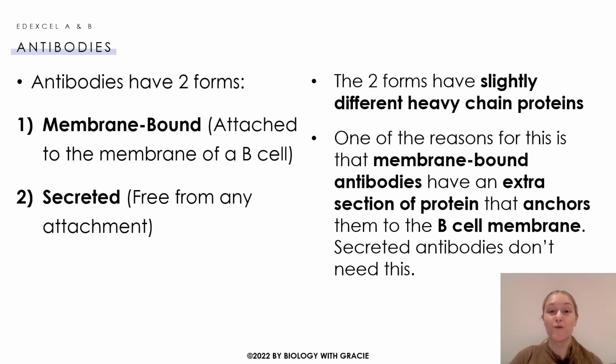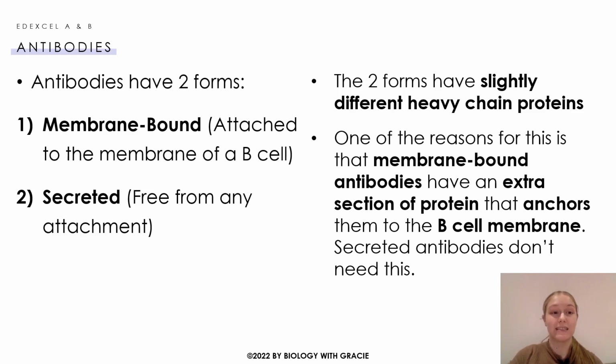Antibodies have 2 forms. We've got the membrane-bound form, which is the antibody attached to the membrane of a B cell. And then we've got a secreted form, which is free from any attachment. These 2 forms actually have slightly different heavy chain proteins. One of the reasons for this is that the membrane-bound antibodies have an extra section of protein, and they need that to anchor them to the B cell membrane. But since the secreted antibodies don't attach to the membrane, they don't need that extra bit of protein. So that is why there is a difference between those heavy chain proteins on those different types of antibodies.